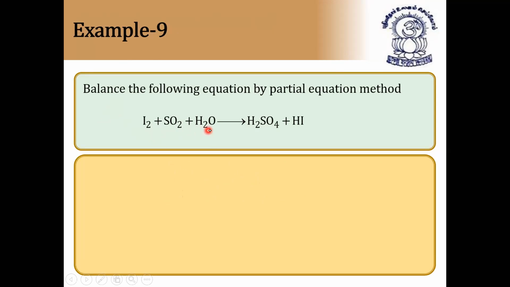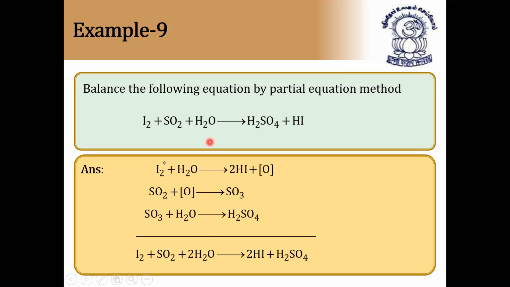Iodine combines with sulfur dioxide and water to form sulfuric acid plus hydrogen iodide. So this is the actual equation. Now we'll do balancing because nascent oxygen is formed here again. So iodine combines with water. First, it forms 2 moles of hydrogen iodide plus 1 mole of nascent oxygen. This 1 mole of nascent oxygen attacks sulfur dioxide and forms sulfur trioxide. This sulfur trioxide combines with water and forms H2SO4. So the final equation by adding all these: iodine plus SO2 plus 2H2O gives 2HI plus H2SO4. So this is a balanced equation.